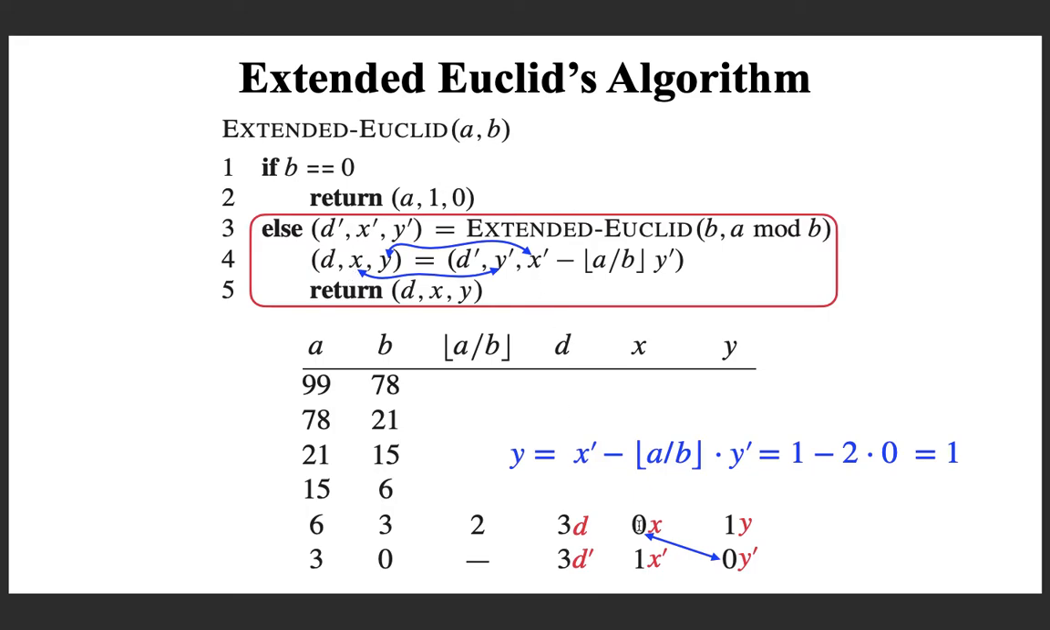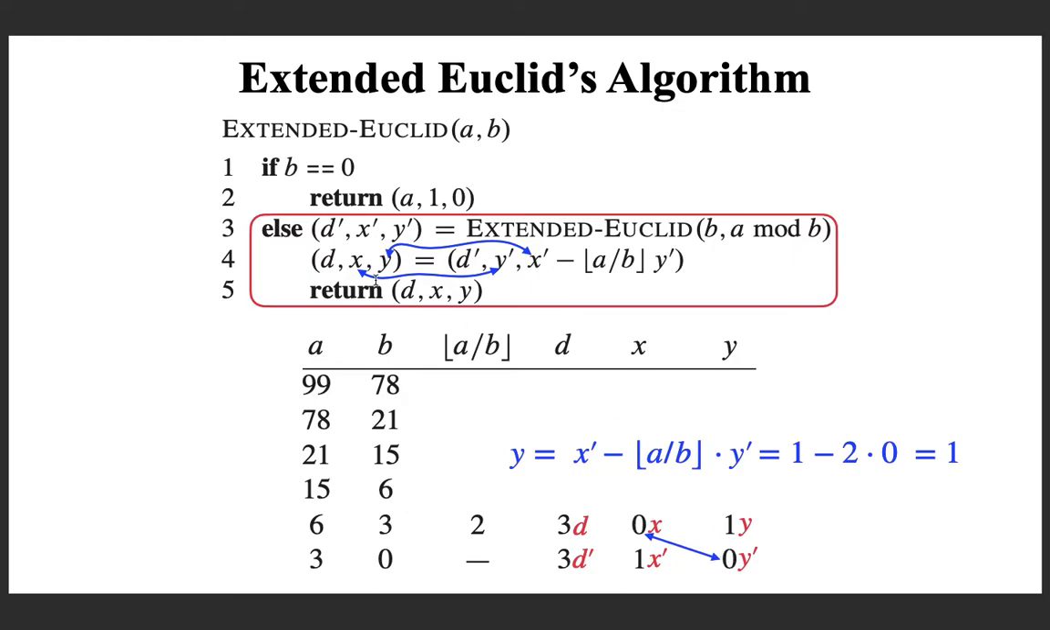X is same as y prime, right? So what is x? D is same as d prime, that is what we know. D and d prime are same, so d and d prime have same values. And what is x? X is nothing but y prime. So x is getting the value of y prime.